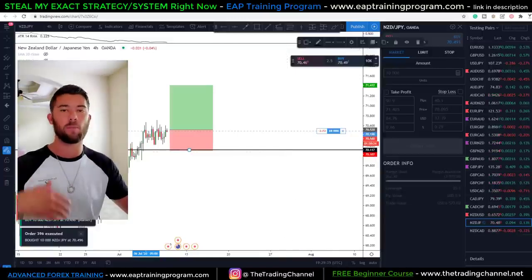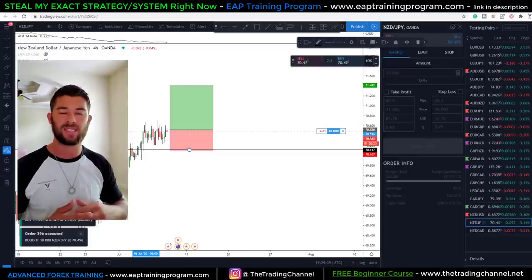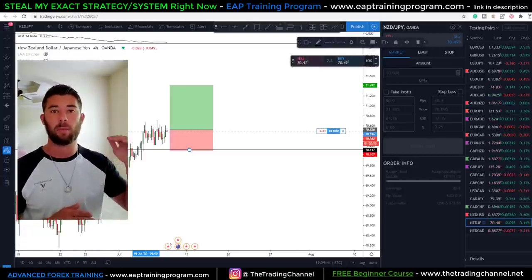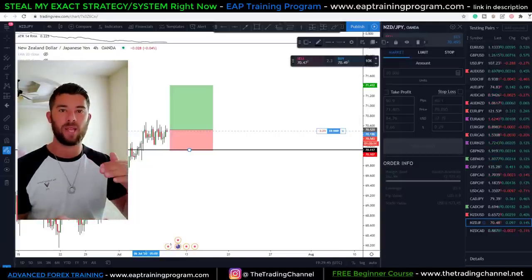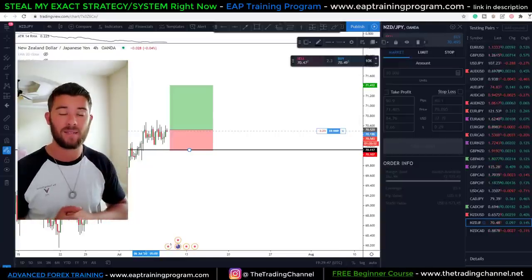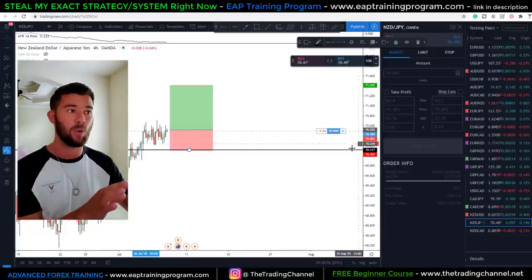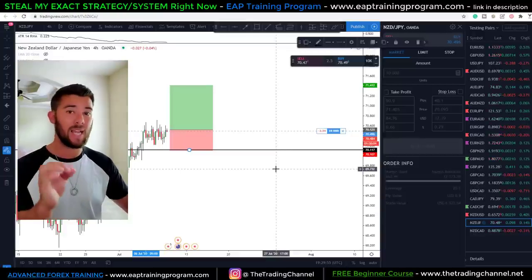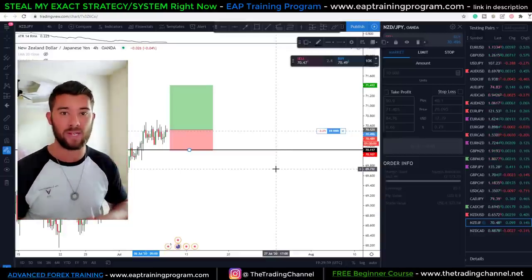We got a little better fill, but it's going to be the exact price when you press the button, plus or minus the spread, depending on if you're buying or selling. If you're buying, it's the price the market's at, plus the spread in the amount of pips the spread is. If you're selling, let's go over that right now. So a buy order is the exact price you press the button, plus the amount of pips the spread is.